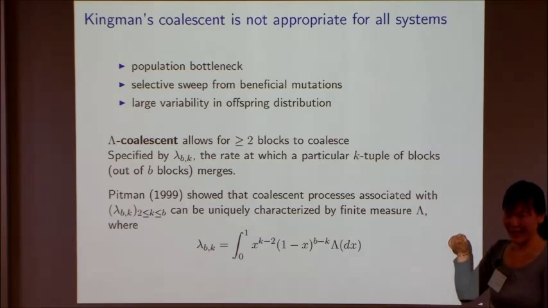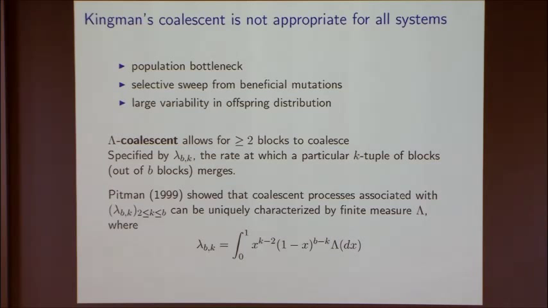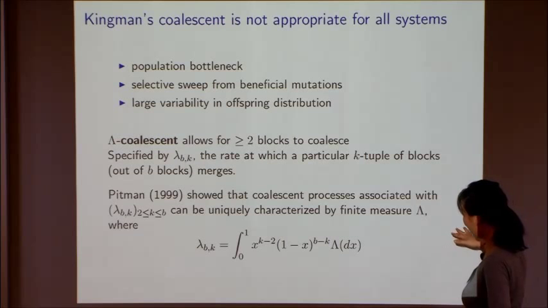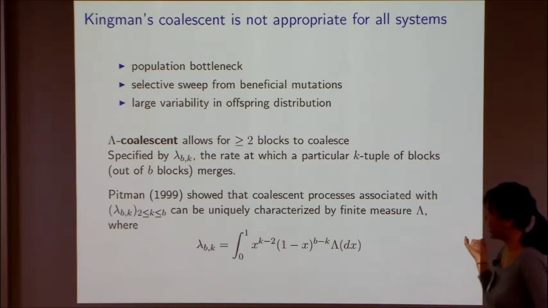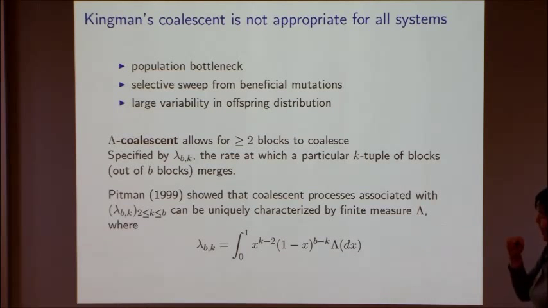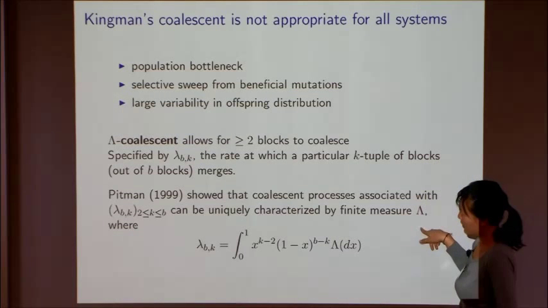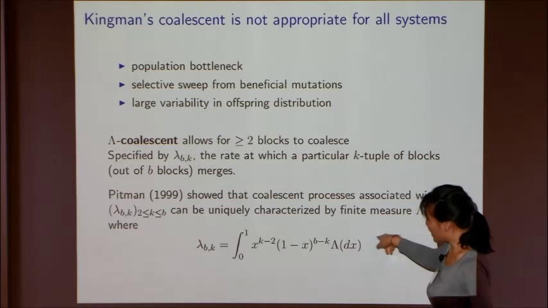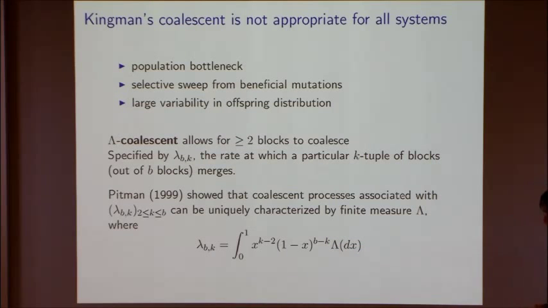And the reason why it's a capital lambda coalescent is because Pitman in 1999 showed that the coalescent process associated with this lambda can be uniquely characterized by this finite measure capital Lambda. And it's because of this characterization that these processes are called the Lambda coalescent.